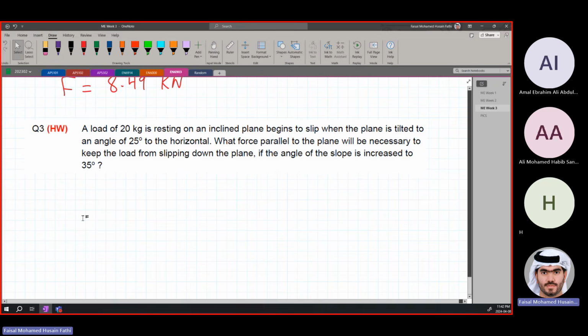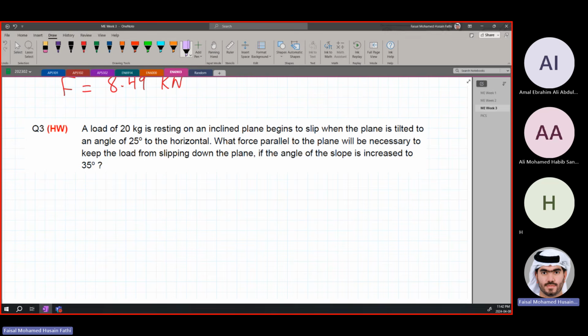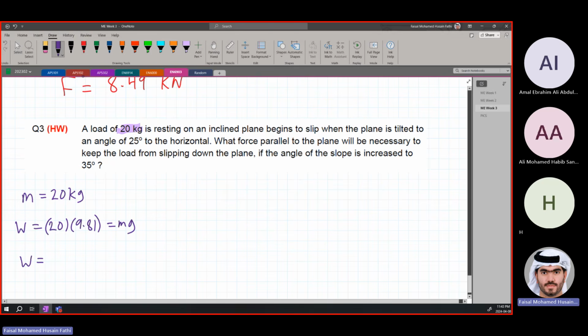I can start with the ladder problems because those are going to be the ones that will take a while to solve. Here, we have a load of 20 kilograms. Instantly, we can just write m is equal to 20 kilograms. That means W is going to be 20 kilograms times 9.81, because it's just mg. So W is equal to 20 times 9.81, which is 196.2 newtons. We got the weight and we are done with that.